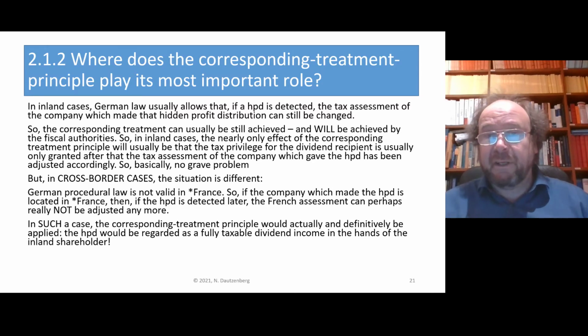So especially in our case, cross-border things, international cases, the corresponding treatment principle turns from mere theory into a very relevant thing for practical cases. Okay.